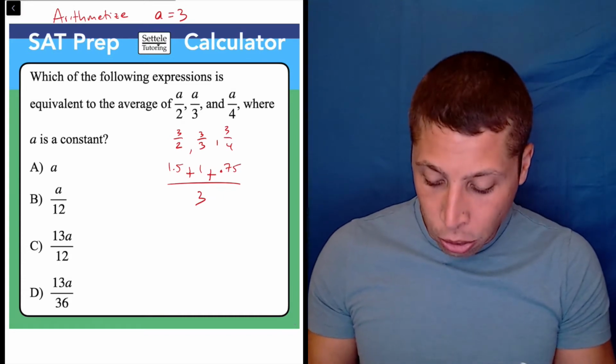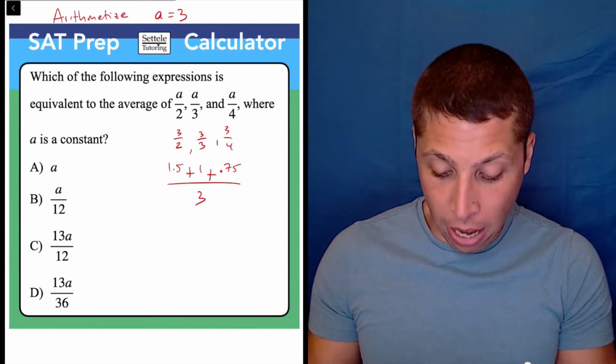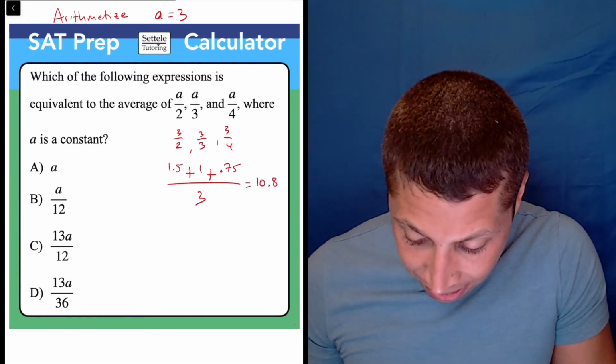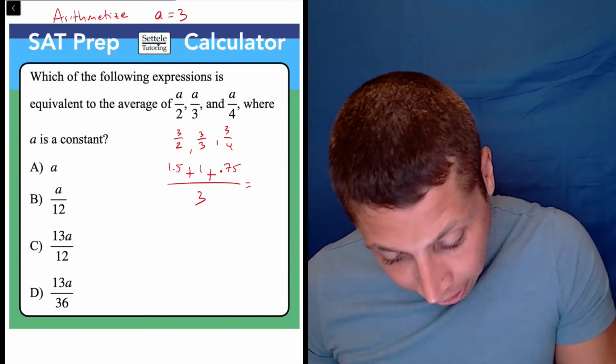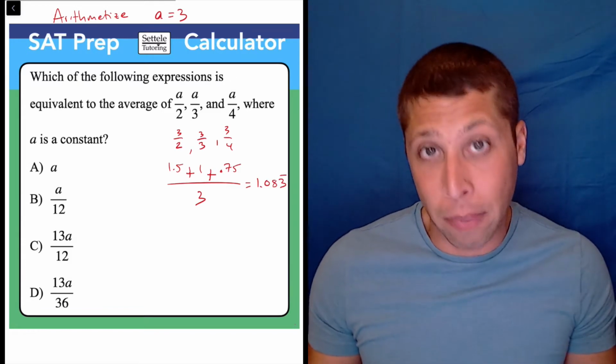Divide by 3. So 1.5 plus 1 plus 0.75 in my calculator divided by 3 is a kind of messy number, 1.083. Let's just make sure we read our calculators right. 1.083, and that does have a repeating decimal, but it's not going to be a problem.